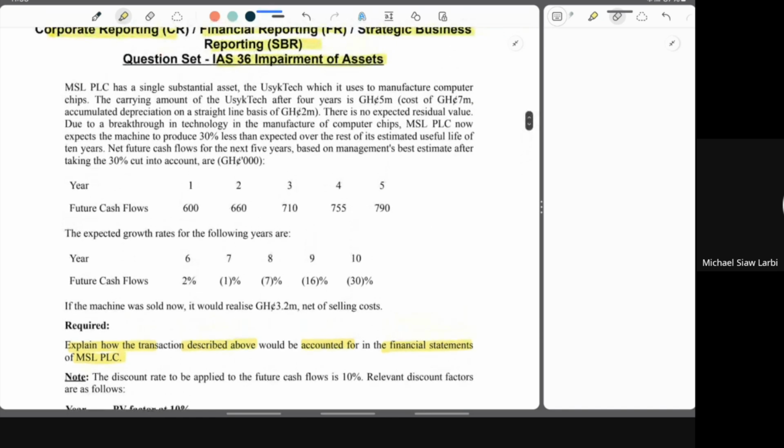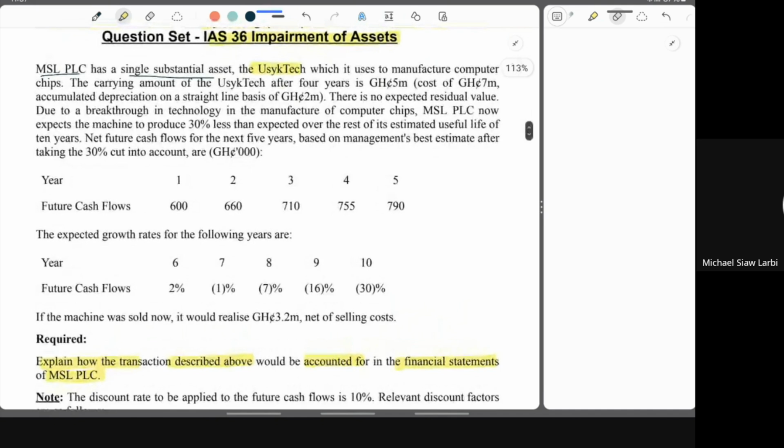So what is our requirement here? MSL PLC has a single substantial asset called the USIC tech, which it uses to manufacture computer chips. The carrying amount of the USIC tech after 4 years is 5 million. So this is accounting carrying amount, right? So it has a cost of 7 million and accumulated depreciation on a straight line basis of 2 million, right? So this would pretty much be the IAS 16 property, plant, and equipment value under the cost model, right?